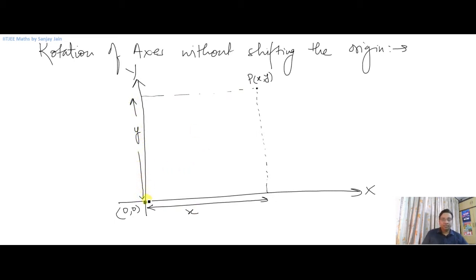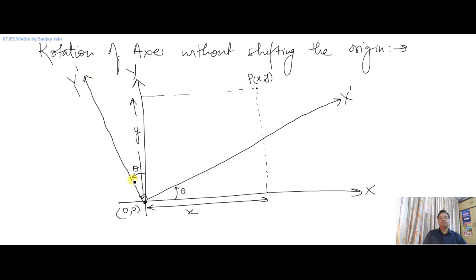Now let us rotate these axes. So x-axis, let us say, will come here after rotation by angle theta. Okay, so y-axis will shift accordingly, obviously by the same angle here, right? So this is my new x-axis, let us denote it by x dash, and this is my new y-axis, and this is my new coordinate system with the same origin, that is 0 comma 0, right?